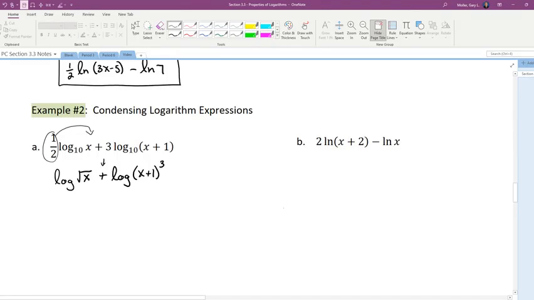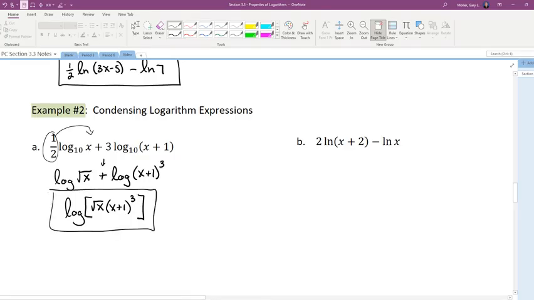Now it's a plus, so that tells me I can bring them together into, there's going to be a couple parentheses here, so I'm going to use a bracket here. The square root of x times x plus 1 cubed. And unless I want to get super tricky with something, that's about as far as I can go.